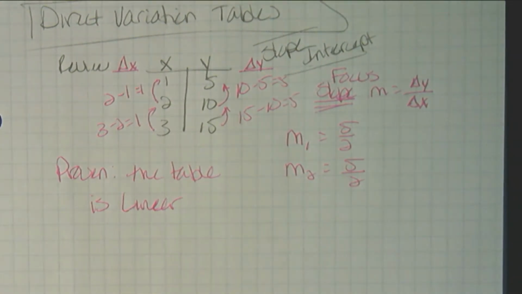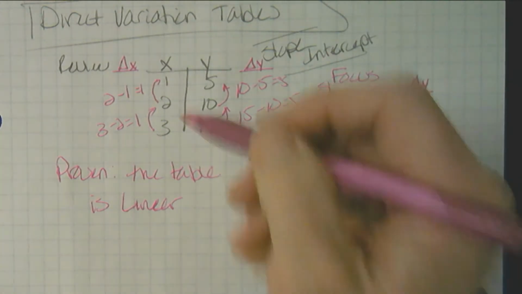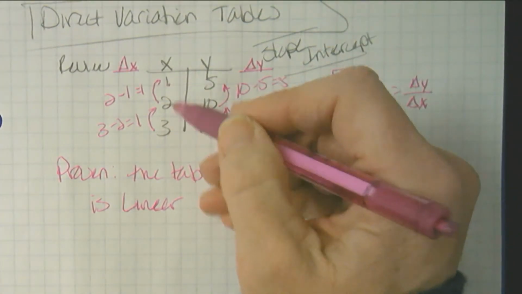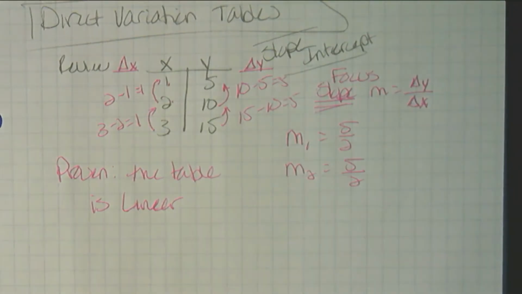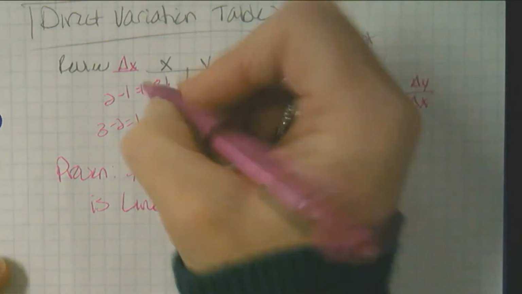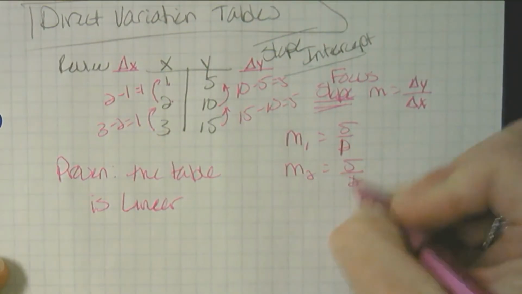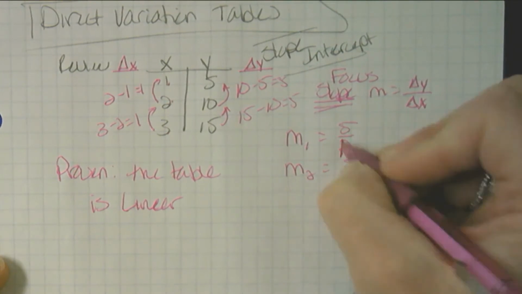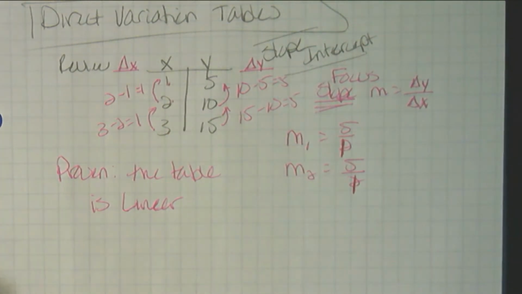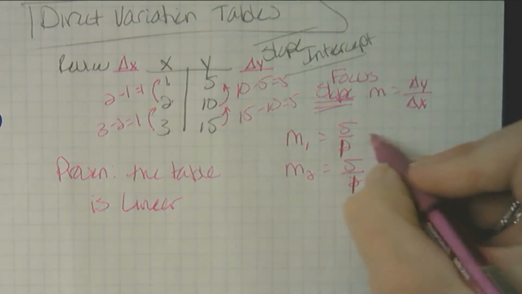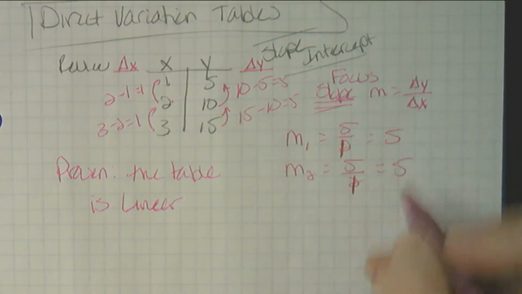Yes? 2 minus 1, 3 minus 2. Oh, this should be a 1, sorry. Thank you for correcting me, Carmen. This should be a 1. Thank you, sweetie. I'm glad you're paying attention to that. So my slope for both of them would be 5.